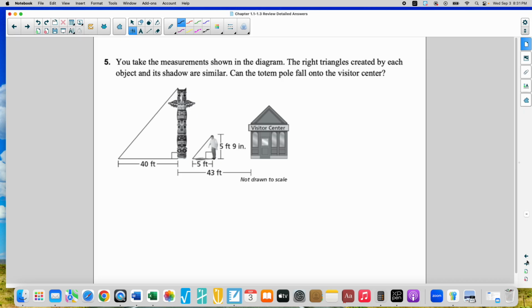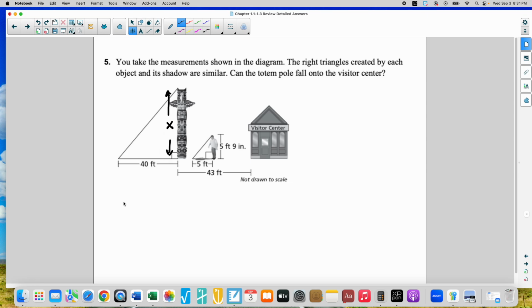The right triangles create each object, and its shadows are similar. Can the totem pole fall onto the visitor center? It's kind of a morbid thought right there, of falling on people and the visitor center. So what we're going to do, we don't know the height of the totem because we have to find that.